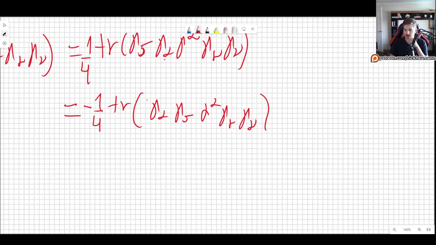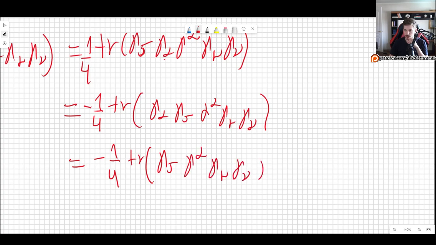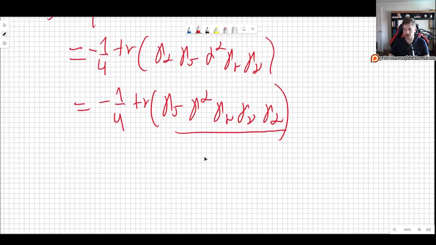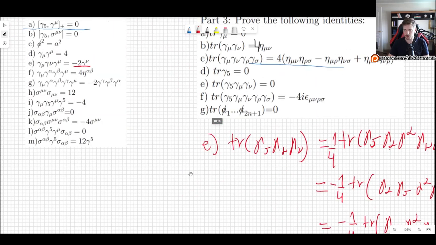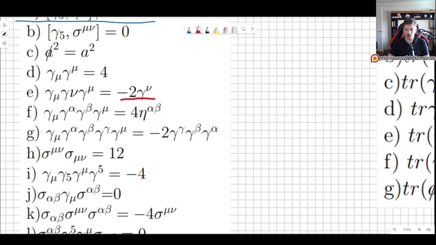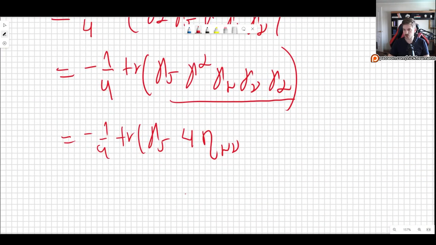So here we can now use the fact that the trace is cyclic. We move the gamma alpha to the end. So 1/4 trace of gamma 5, and then gamma alpha, gamma mu, gamma nu, gamma alpha. And now we have the desired grouping here. So for that reason, we now know that this is going to be, I think, 4 times eta mu nu. That's what we saw before, but before they were in the high position, the contravariant position, that's why it was like that. Now it is lowered. Anyways, we got it.